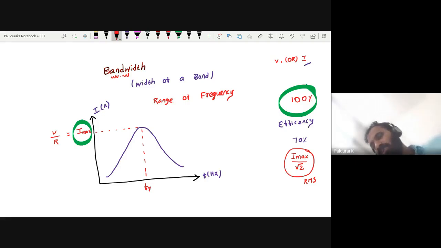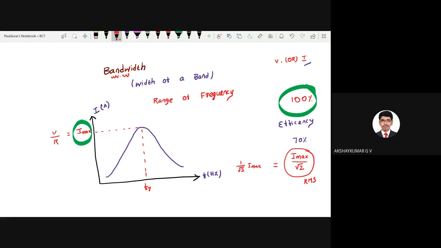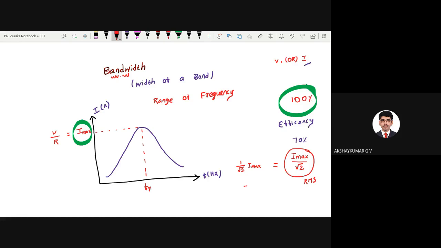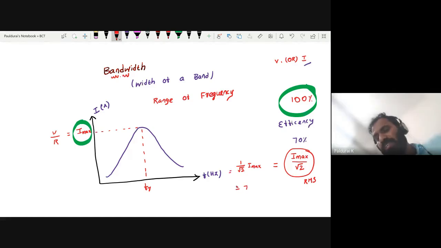So why divide by square root 2? If you divide by square root 2, what will happen? It's a very interesting concept actually. What is 1 by square root 2? This is 1 by square root 2 of I max. Anyone? What is 1 by square root 2? Take your calculator and let me know. It's quite 0.707, sir. 0.707 in terms of percentage is 70.7%, so almost equal to 70 percentage.